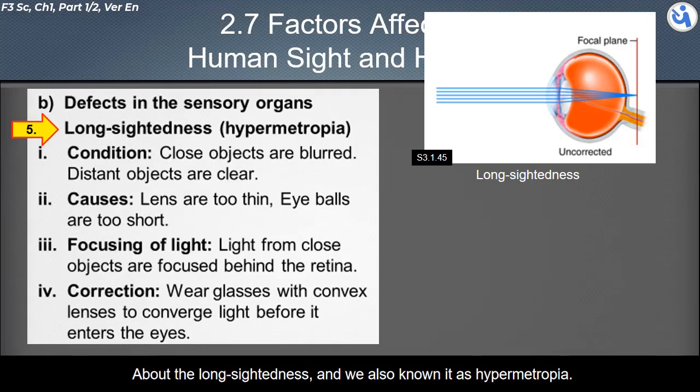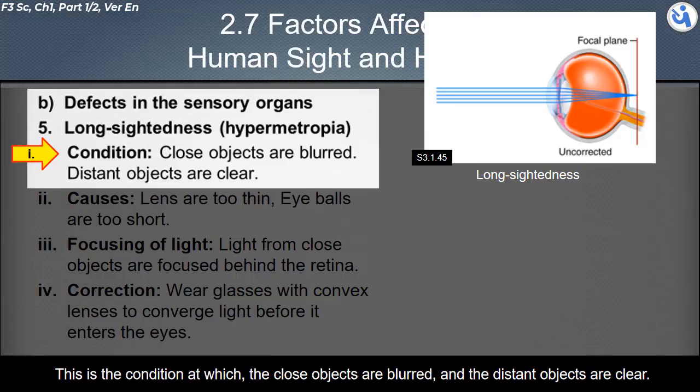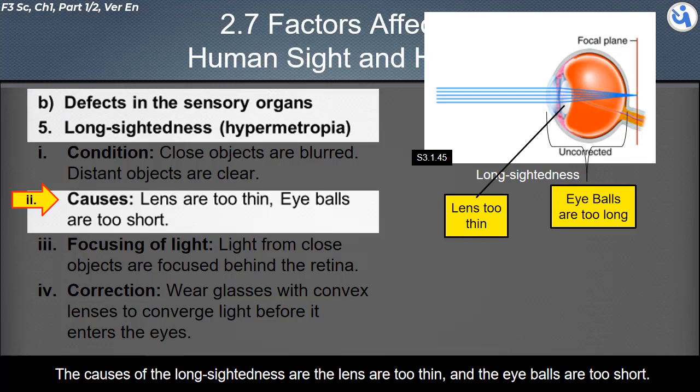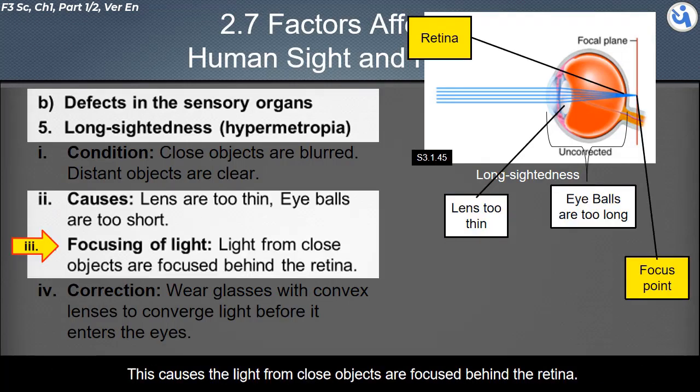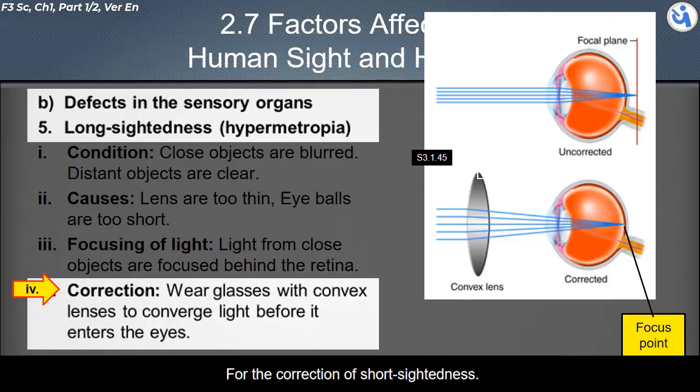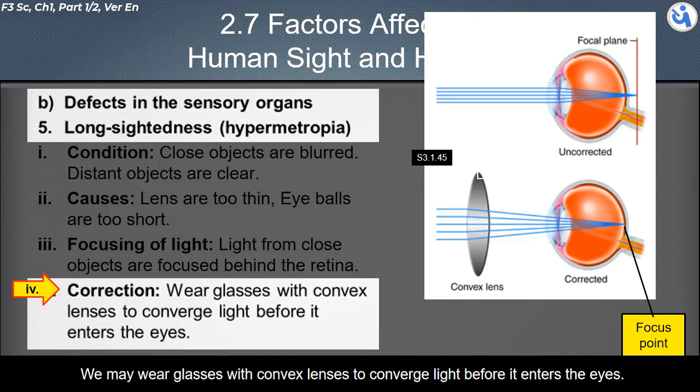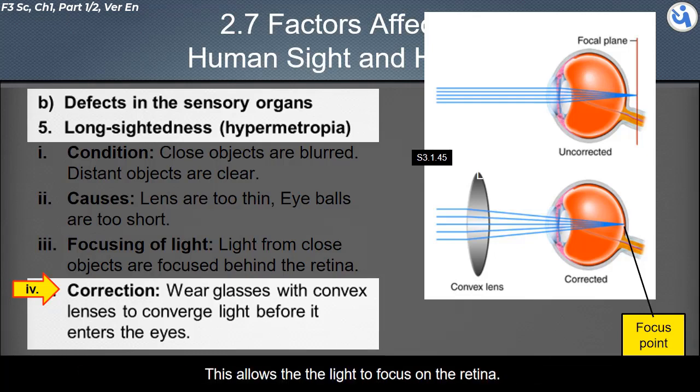About long-sightedness, we also know it as hypermetropia. This is the condition at which close objects are blurred and distant objects are clear. The causes of long-sightedness are that the lens is too thin and the eyeball is too short. This causes the light from close objects to be focused behind the retina. For the correction of long-sightedness, we may wear glasses with convex lenses to converge light before it enters the eyes. This allows the light to focus on the retina.